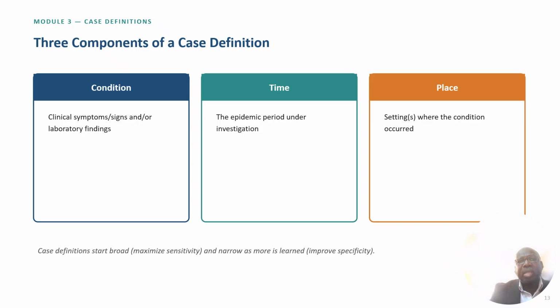Case definitions and case identification. A case definition mainly describes the cases which are supposed to be counted in our investigation. It is important to develop case definitions because they help us focus and go straight to the cases under our study. It should include the conditions, the time, and the place.